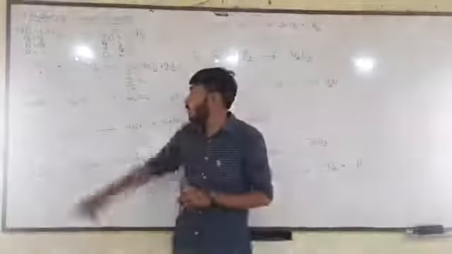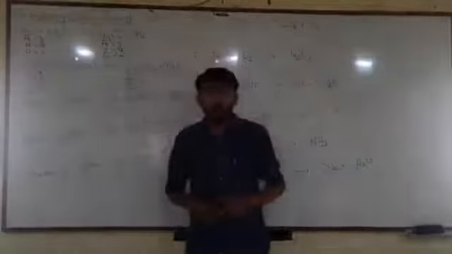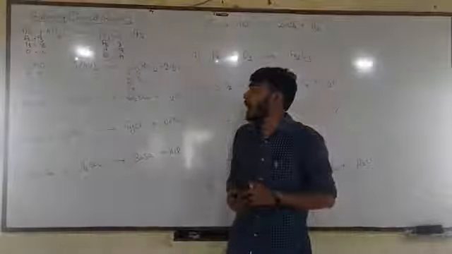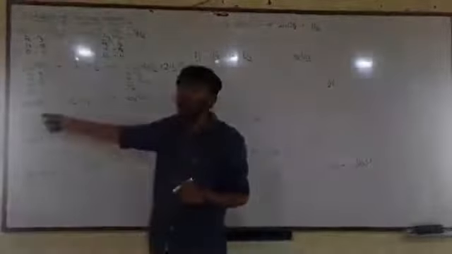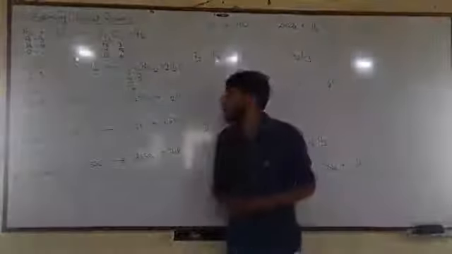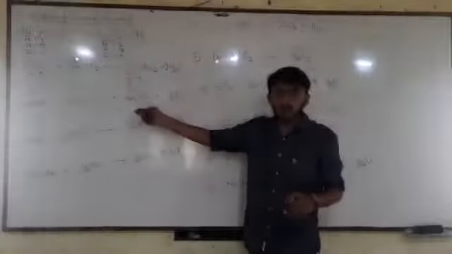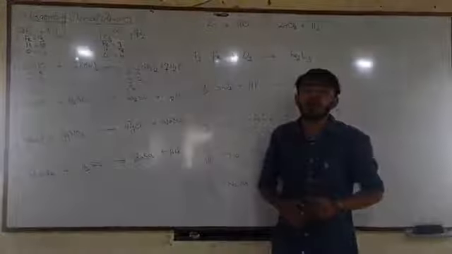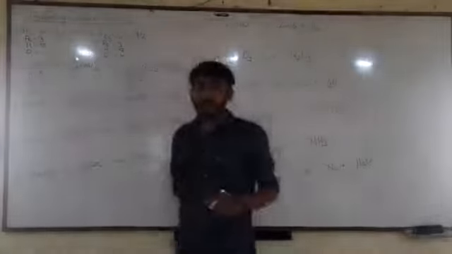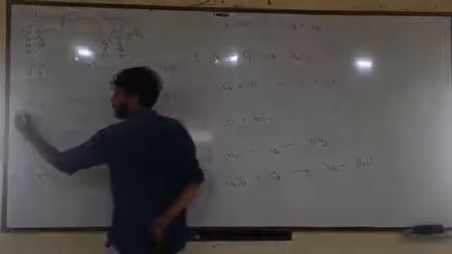Let us go on to the third question, and that is NaOH plus H2SO4. Students, here NaOH stands for sodium hydroxide, and H2SO4 stands for sulfuric acid, as you all know, will give you Na2SO4, that is sodium sulfate, plus water. Let us see what happens over here. If Na I am telling, then take Na as 1.